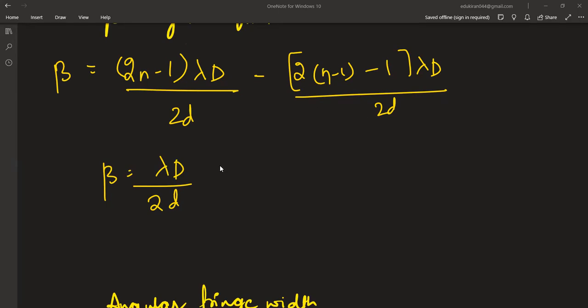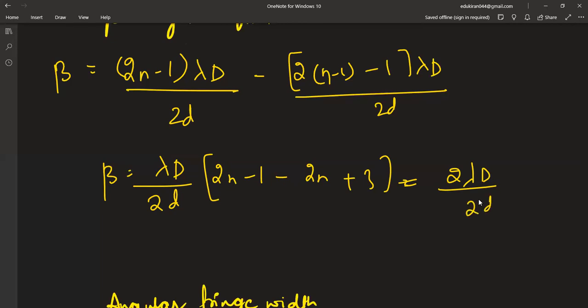So this is 2n minus 1 minus 2n. So minus 2 minus this will become 3 plus 3. So we'll have 2 lambda D by 2d. So beta is equal to lambda capital D by small d.